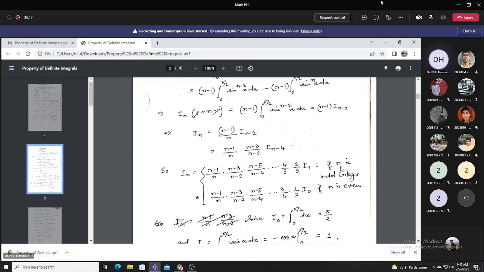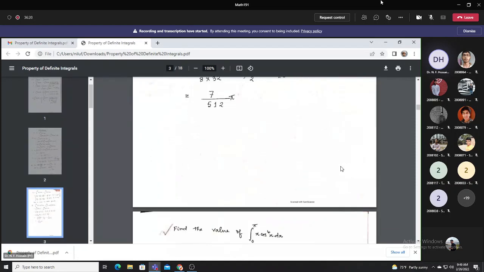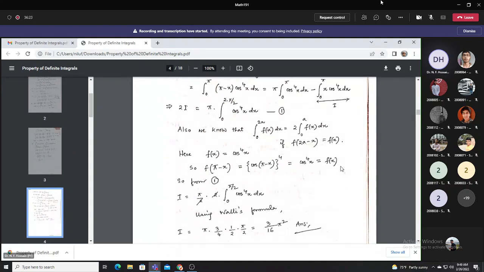So let us check whether this function satisfies this condition. Here we are writing pi as 2 into pi by 2. So in place of a, you have pi by 2. At first you check this. What is your 2a? Your 2a is pi. So if you take cos to the power 4x as f(x), we see that f of pi minus x equal to cos of pi minus x whole to the power 4. Cos of pi minus x is minus cos x, but because of the even power 4, ultimately it will be cos to the power 4x, which is nothing but f(x). So you see it satisfies this condition.